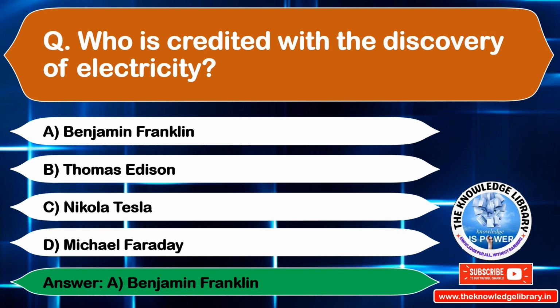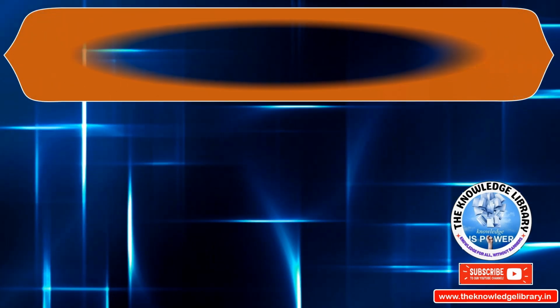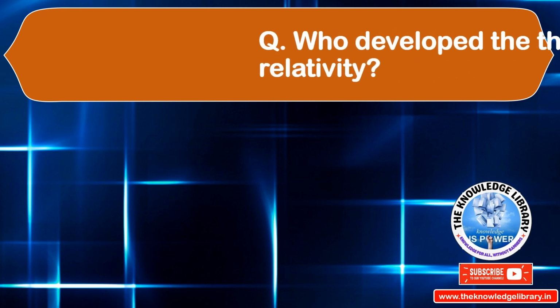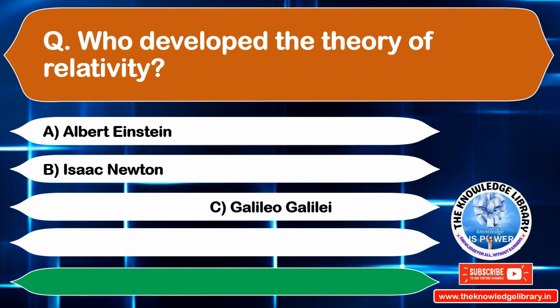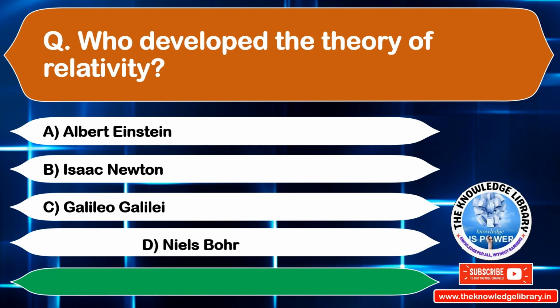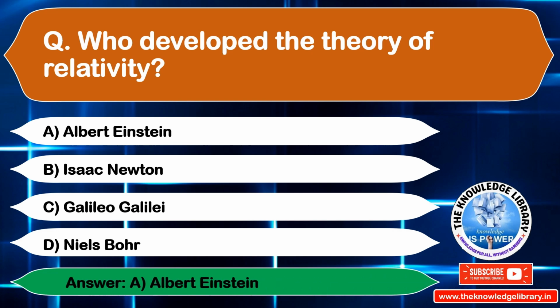Moving to the next question. Who developed the theory of relativity? Option A, Albert Einstein. Option B, Isaac Newton. Option C, Galileo Galilei. Option D, Niels Bohr. The correct answer is option A, Albert Einstein.